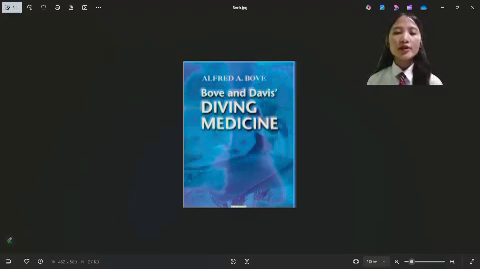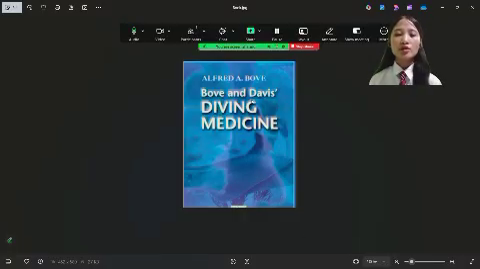This is the fourth edition of the book of Bowie and Davis, written by two authors, Alfred A. Bowie and Jefferson C. Davis. This is the book I'm showing you, which shares a lot of things about pneumothorax and more. I will also share a chapter from this book, and it will be really helpful to know exactly what it is about.